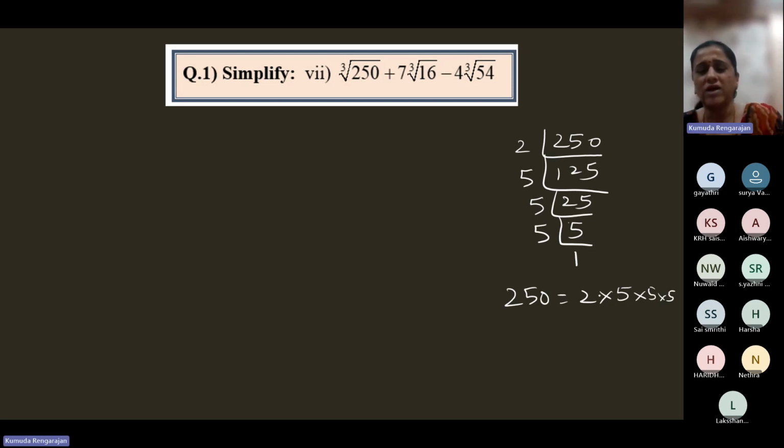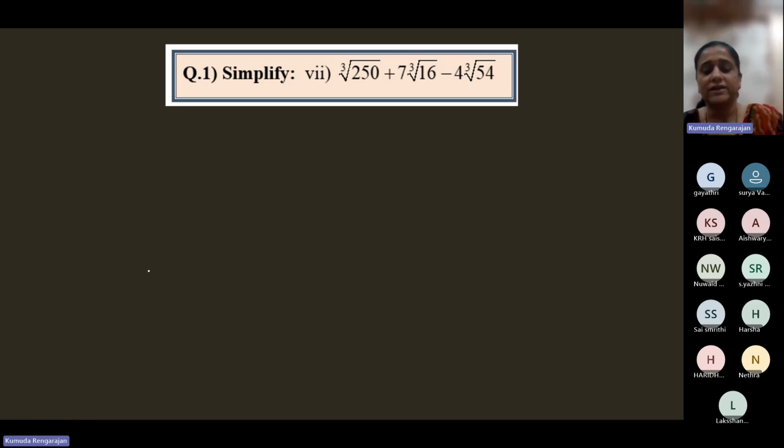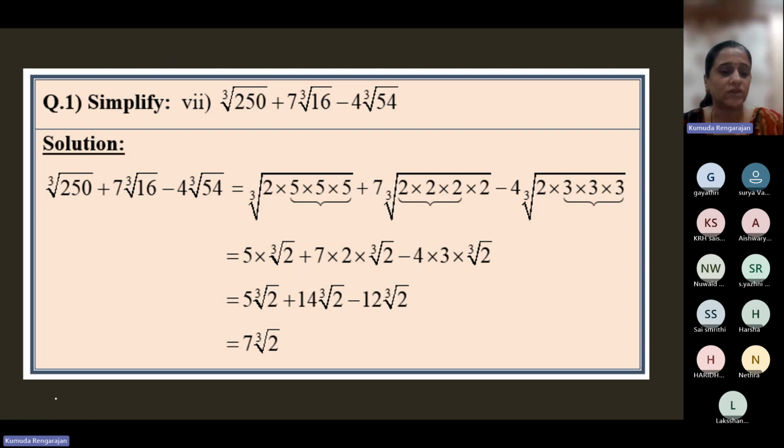So I told you, you don't have to actually do this procedure. You can just write 250 as 25 into 10, and 25 is 5 into 5, and 10 is 5 into 2. So we have 250 is equal to 2 into 5 into 5 into 5. That's it. Like that, express all the numbers as a product of their prime factors.